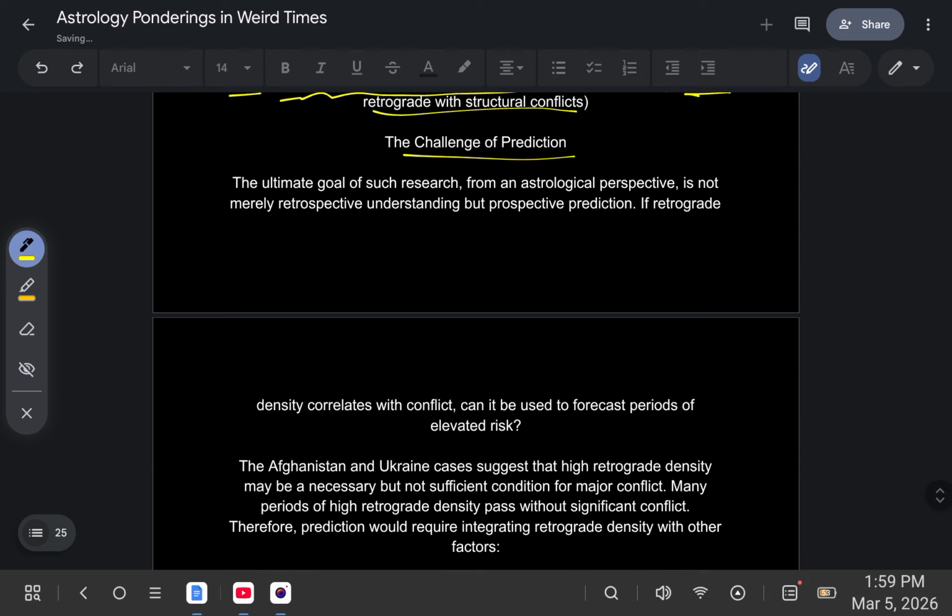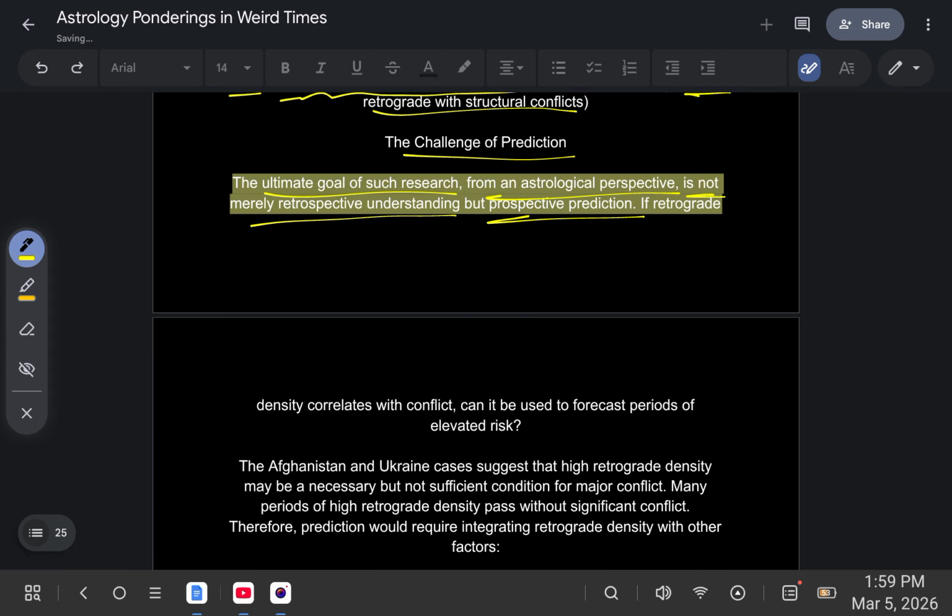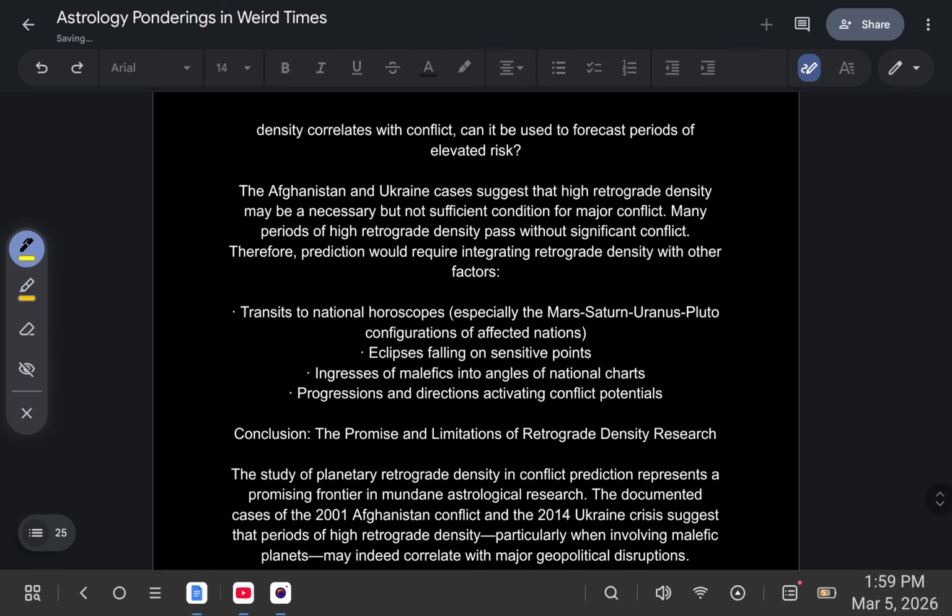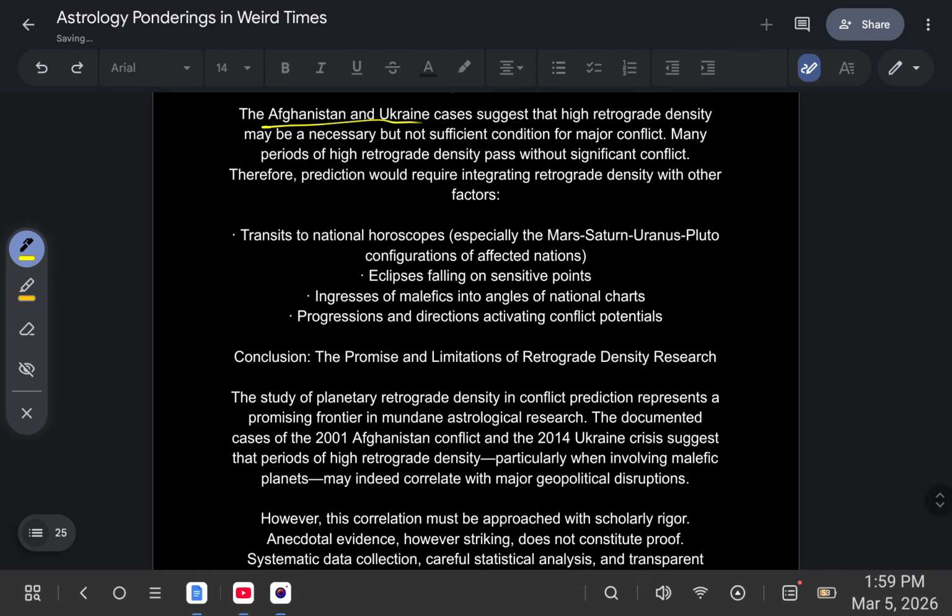The challenge of prediction. The ultimate goal of such research from an astrological perspective is not merely retrospective understanding, but prospective prediction. So if retrograde density correlates with conflict, can it be used to forecast periods of elevated risk? The Afghanistan and Ukraine cases suggest that high retrograde density may be a necessary but not sufficient condition for major conflict. Many periods of high retrograde density pass without significant conflict.